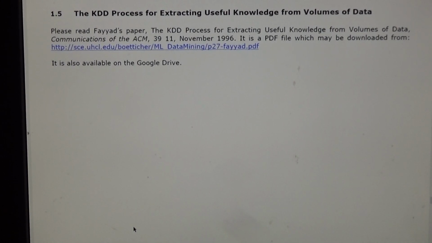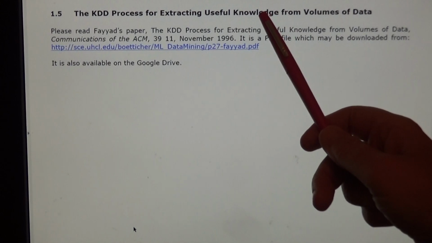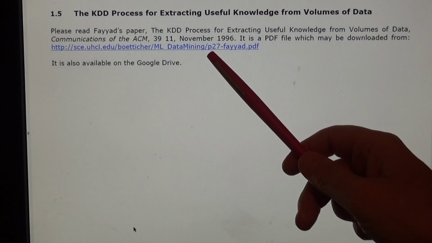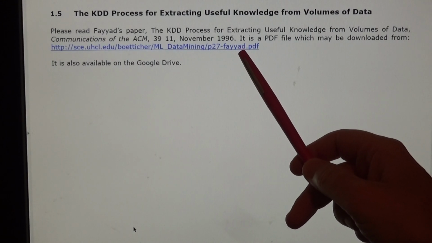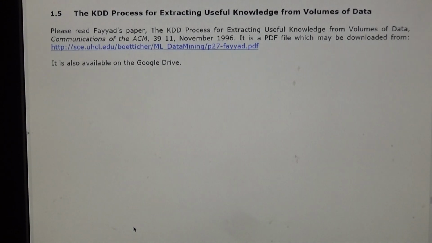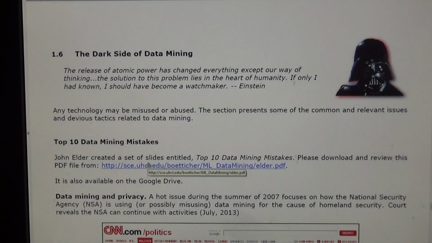Okay, one thing before going to the next unit, there is a paper by Fayad, a classic paper written in 1996, called the KDD, Knowledge Data Discovery paper. Take a look at that paper, go through that paper at this point. Let me move to the next section called the dark side of data mining.